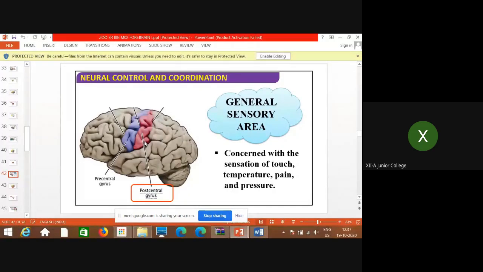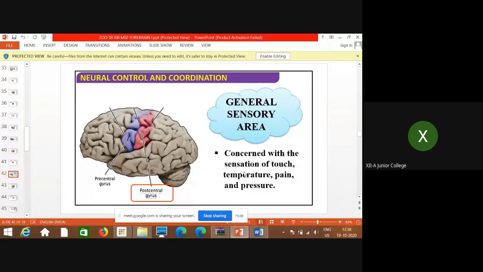So precentral gyrus and postcentral gyrus, these are elevations shown, and mainly it is concerned with the sensation of touch, temperature, pain, and pressure. Remember all these: the parietal area is mainly for sensation, the frontal area is mainly for association along with sensation and motor, right? But the main function of the parietal area is what? General sensory area, which is concerned with the sensation of touch, temperature, pain, pressure.